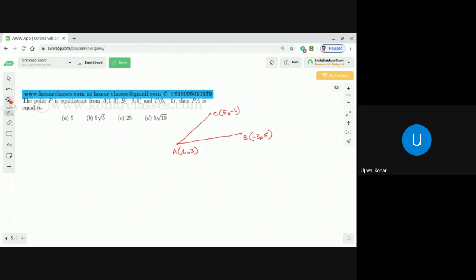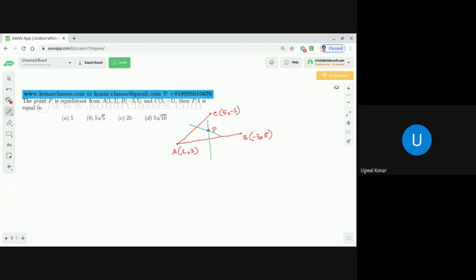Correct. Now, the perpendicular bisector of AB is this line, and the perpendicular bisector of AC is this line. So then this point, if you find, is equidistant from A, B, and C. So what I'm saying is that this point P has to be this point.